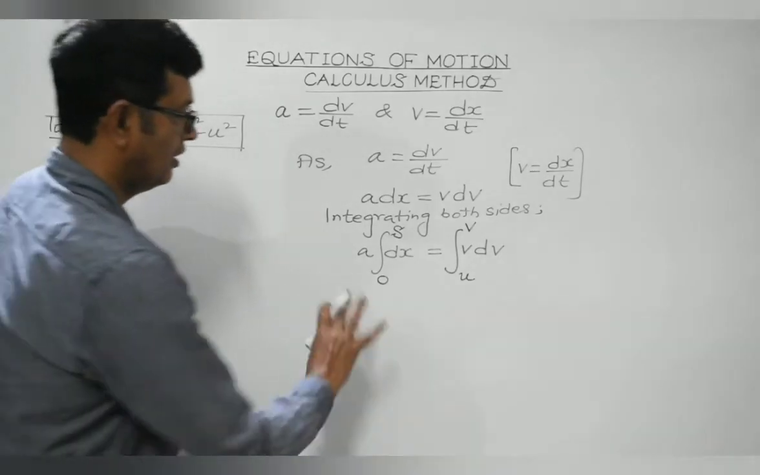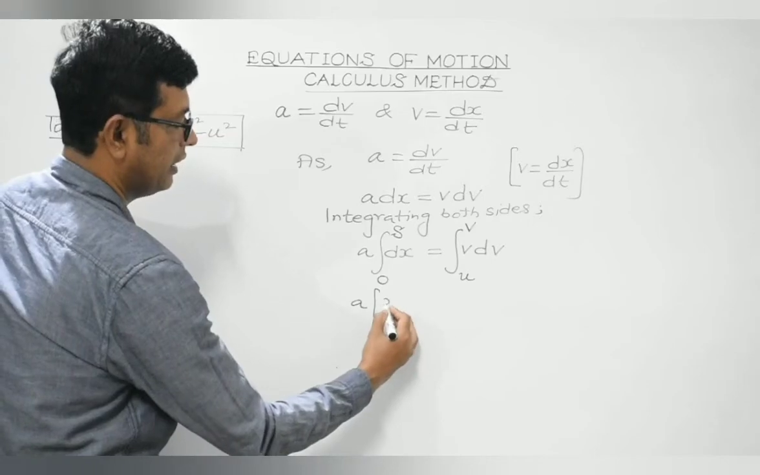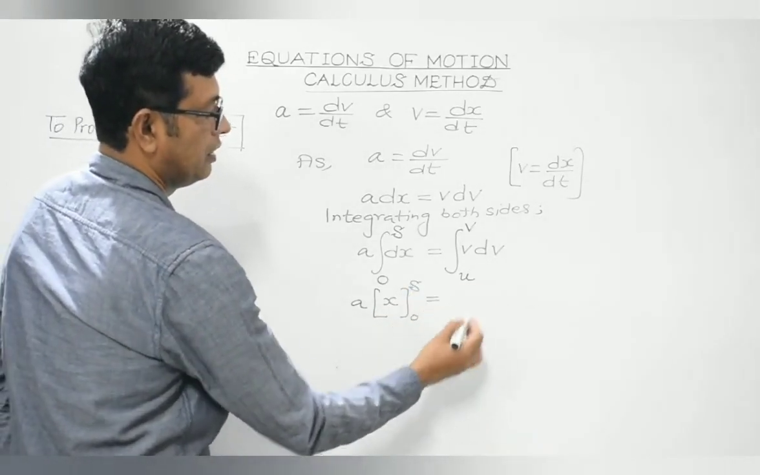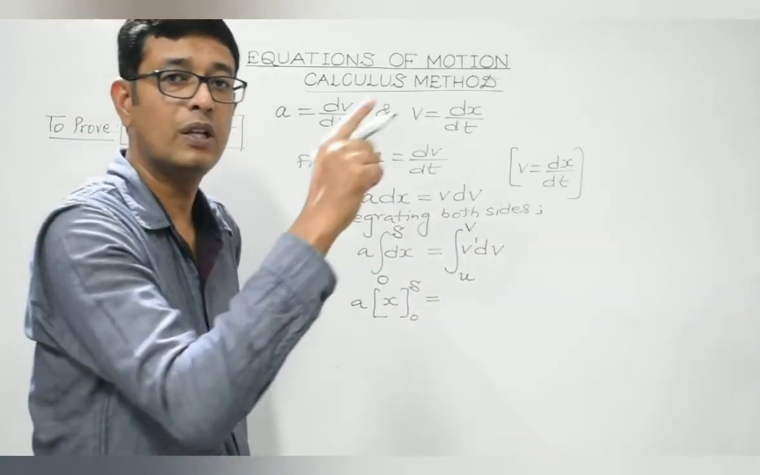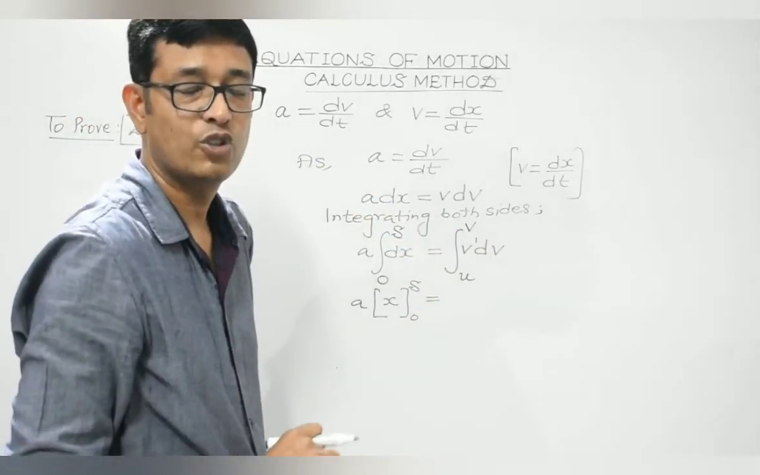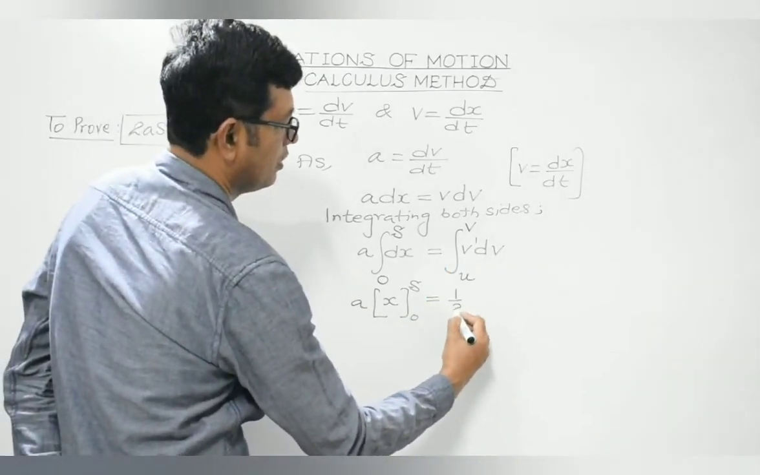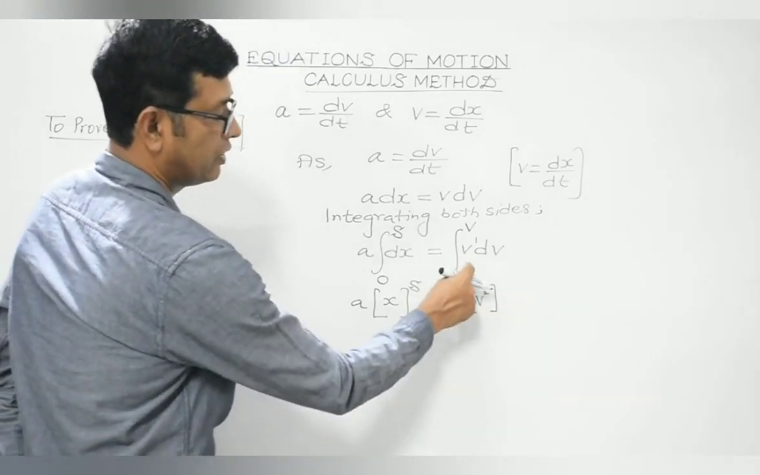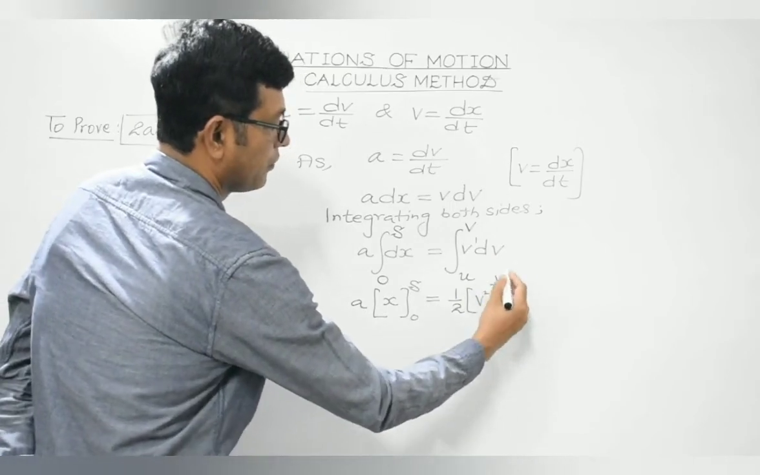Right? Let's solve it. Integration of dx is x. Limits will be from 0 to s. Integration of v to the power 1 will be v to the power 1 plus 1 divided by 1 plus 1, so it will be v square by 2, half v square. Integration of v with respect to v is v square by 2, and limits are from u to v.